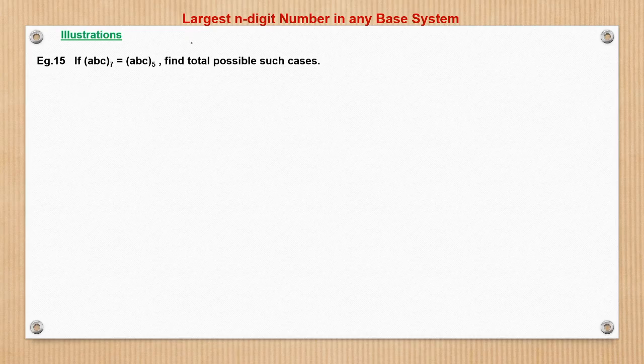Now we'll again solve this illustration. It says ABC in base 7, this will actually be CBA, is the same as CBA in base 5. Find the total possible such cases.